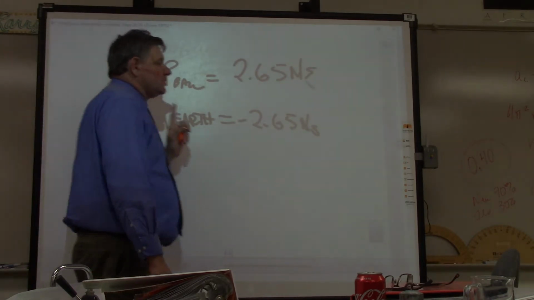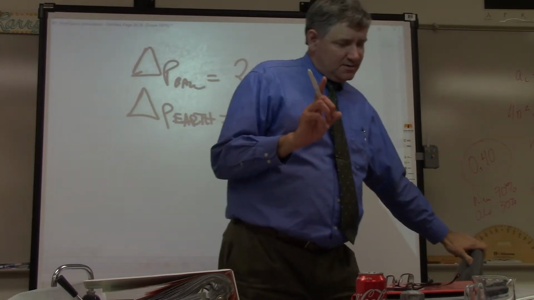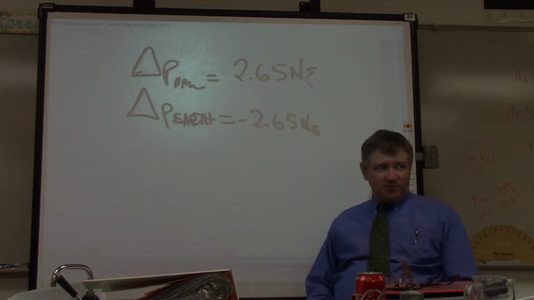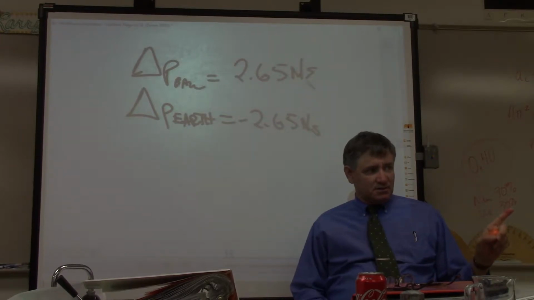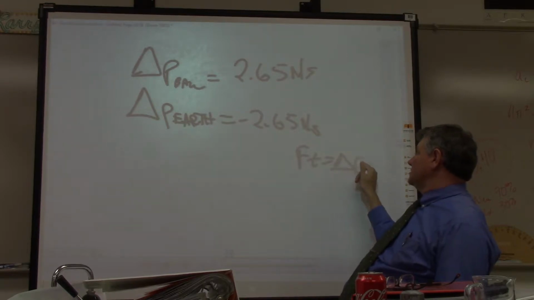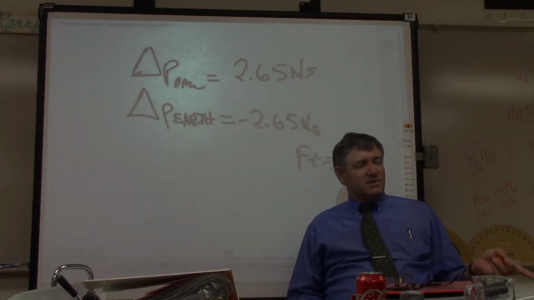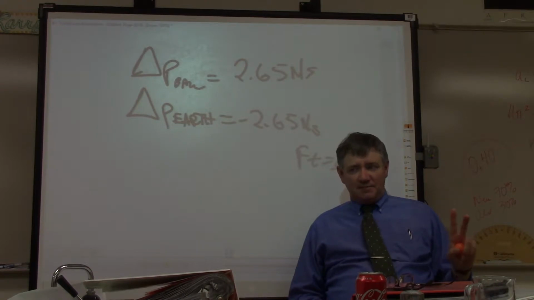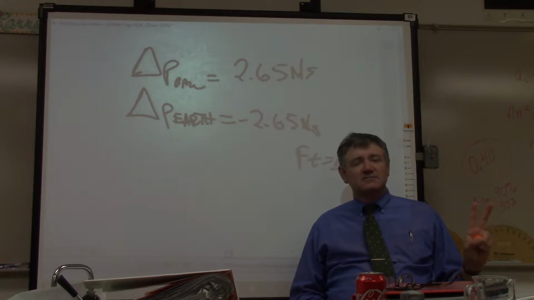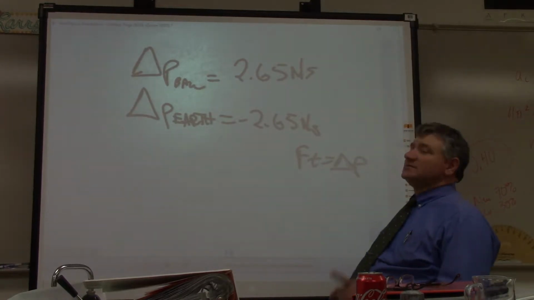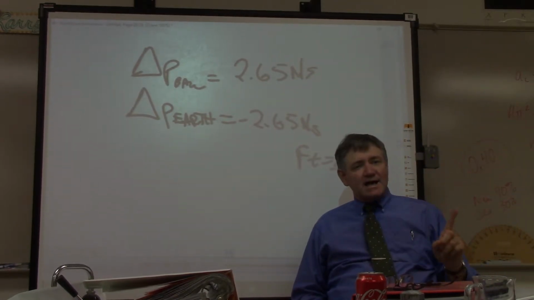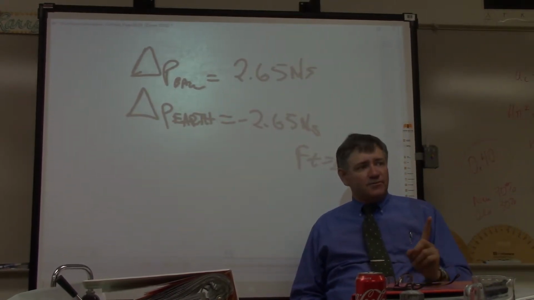Now, do I have enough information to calculate the force on the ball? Yes. Does force times time equal delta P? Delta P. So force times time equals delta P. Do you know the change in momentum? Yeah. Do you know the time? Yes. Guess what? You can calculate force. Now think this through. Is the force acting on the ball going to be a positive or negative number?